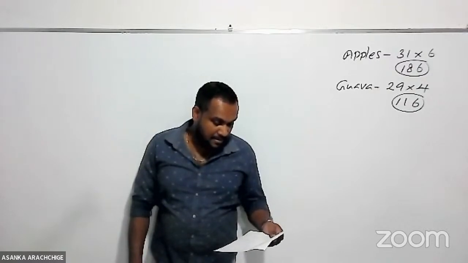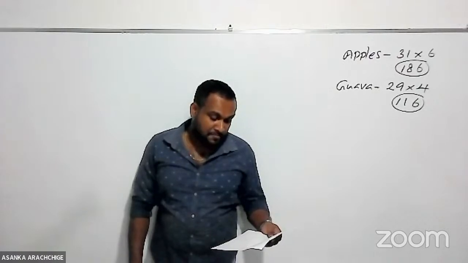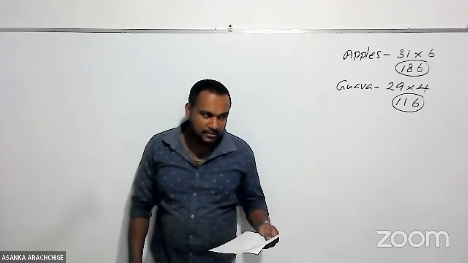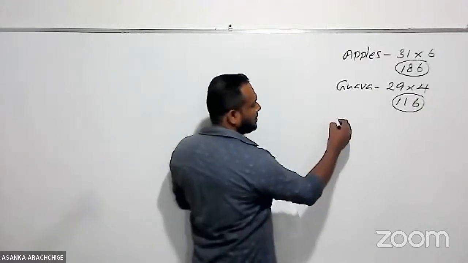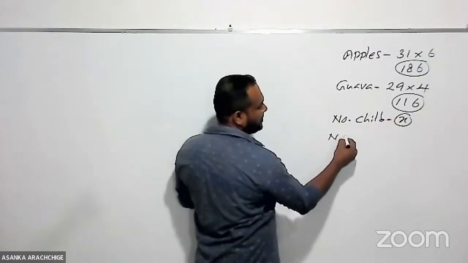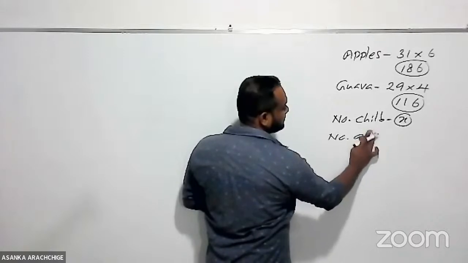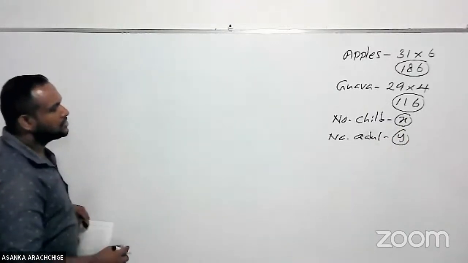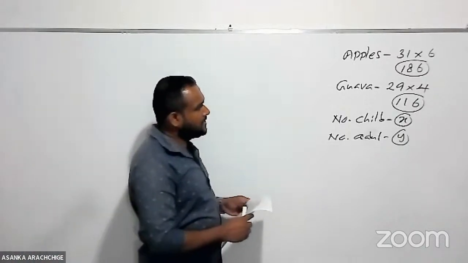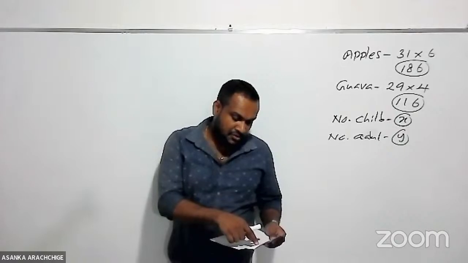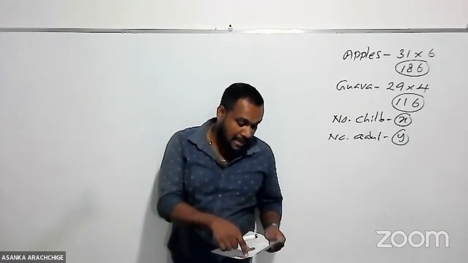Now it is said like this: when the children were provided with 3 pieces of apple each. Right now I take the number of children in this camp as x and the number of adults in the camp as y. Number of children and number of adults, I take them as x and y.